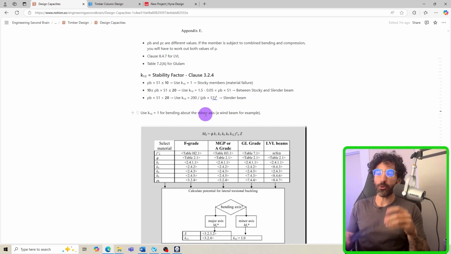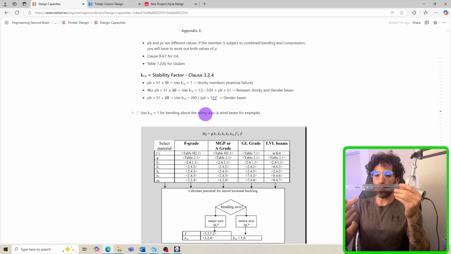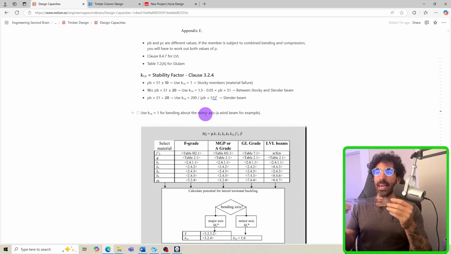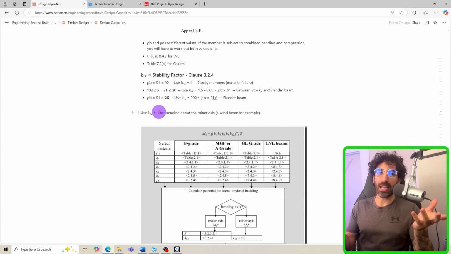If you're designing a wind beam or any beam that has bending about the minor axis, like the wind force just blows perpendicular to the depth of the beam, and then you're going to have out-of-plane bending, K12 equals 1 always, because those beams are not subject to lateral torsional buckling. And we also talk about that in the lesson for steel beam design.